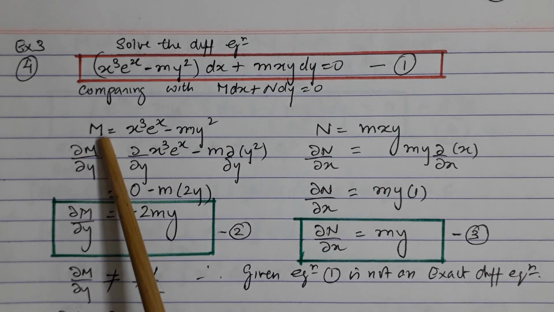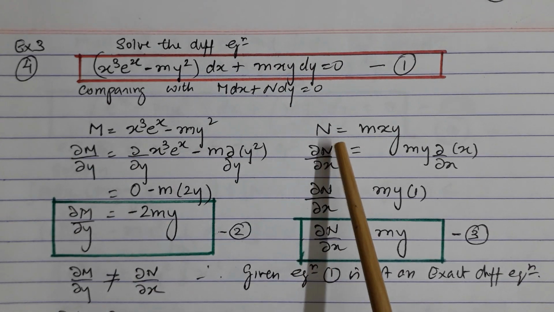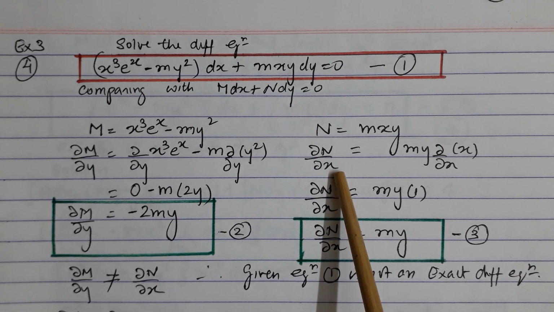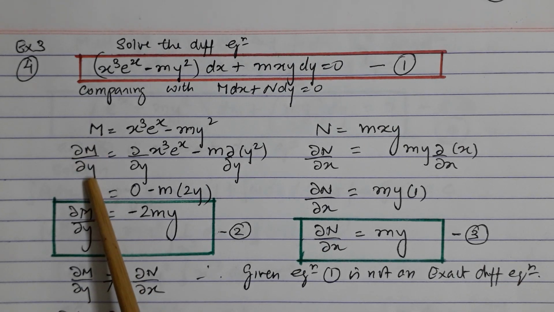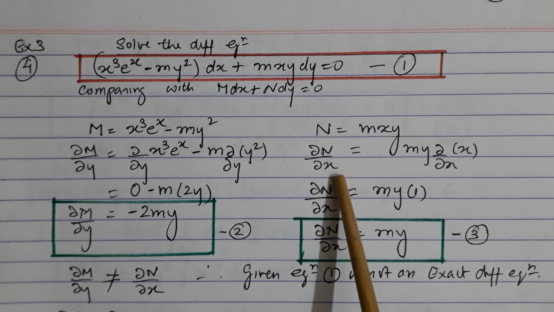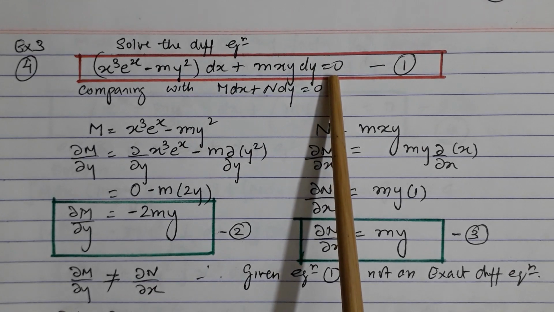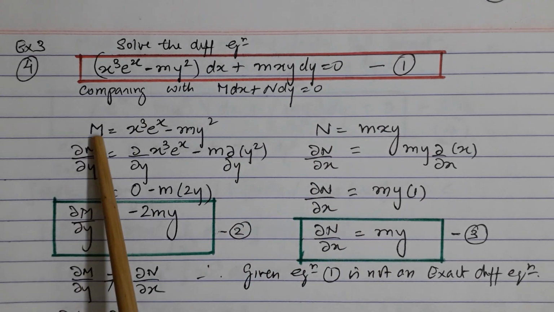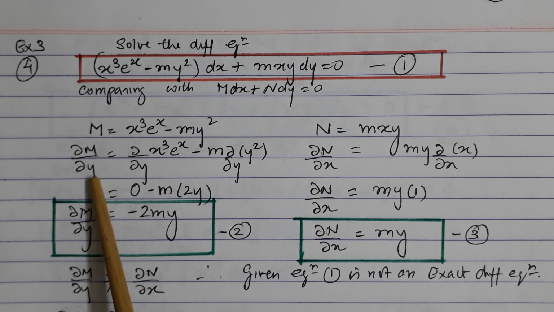Now we'll have to differentiate M partially with respect to y, and N partially with respect to x. If the partial derivative of M with respect to y is equal to the partial derivative of N with respect to x, then we can say that this given equation is an exact differential equation. So now let us proceed to differentiate partially.